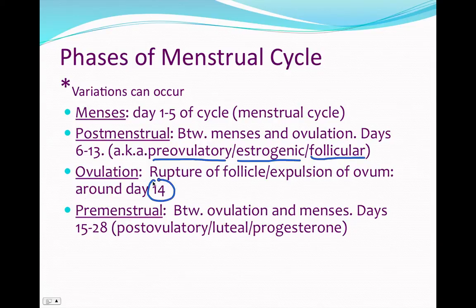Ovulation is pretty universal, day 14. Premenstrual would be the period between ovulation and menses. So here we'd be talking days 15 through 28.